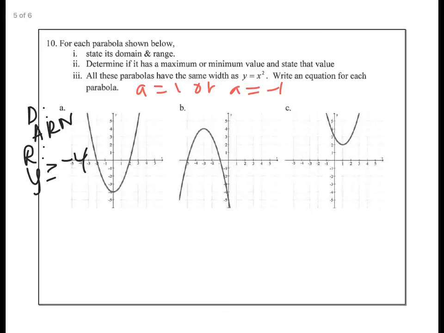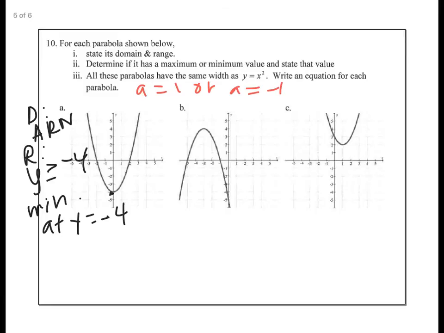I can see that this is a low point of my parabola. It hits a minimum, so I'm going to put min, and that's at y is equal to negative 4. So that's your answer to part 2. It's got a minimum value, and that's at y equals negative 4. So it's just what is the lowest point or what's the highest point. And then writing an equation.